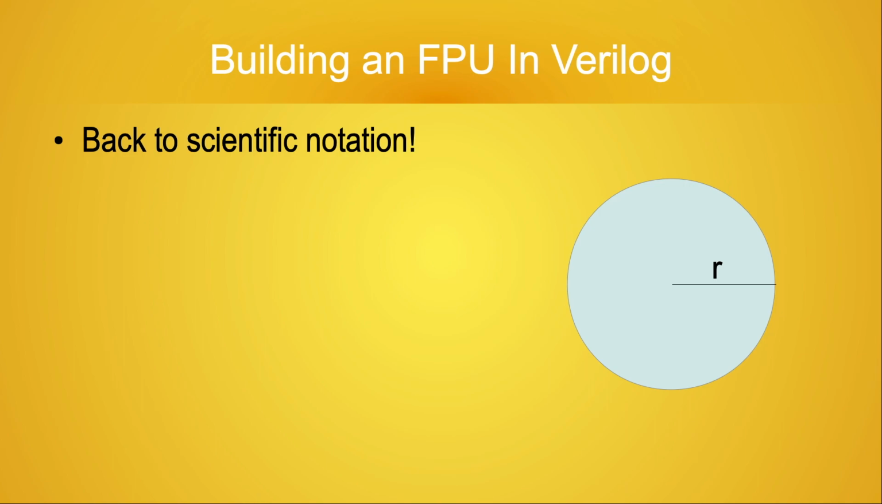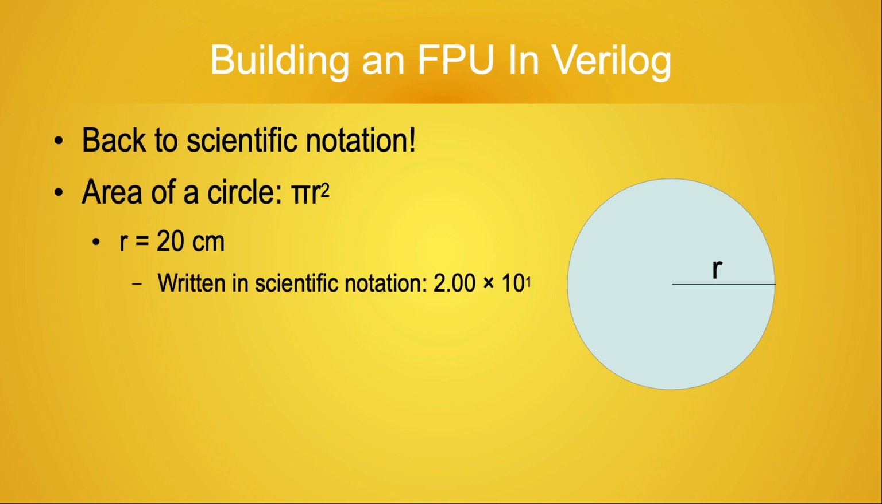Assume for a moment that we want to calculate the area of a circle. The formula is well known. It's pi times the radius squared. Let's also assume that the radius is 20 centimeters. Since the IEEE 16-bit floating point number format supports about 3 decimal digits of precision, I'm going to use 3 significant digits for the computation of the area, and I'm going to write all of our input numbers in scientific notation. So I'm going to write the radius as 2.00 times 10 to the first power, and for pi I'm going to use the value 3.14 times 10 to the 0 power.